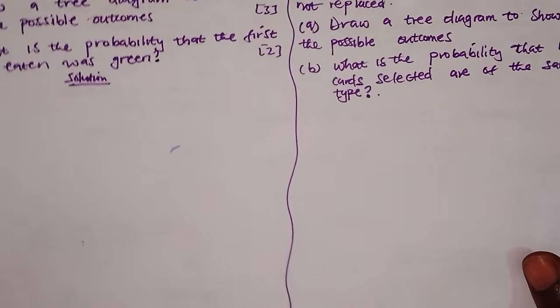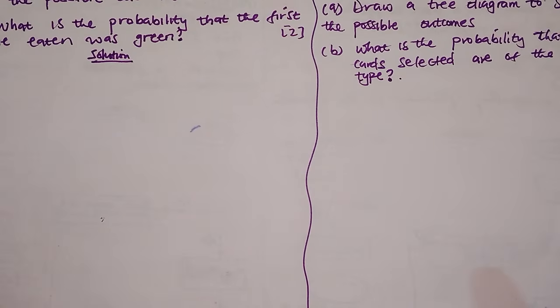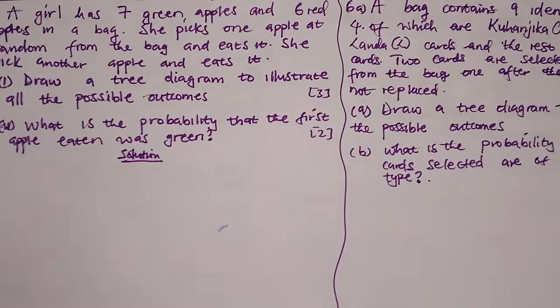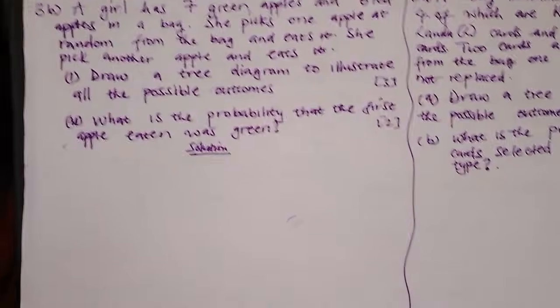Probability is one of the simplest questions, because the first question you have to draw the tree diagram, which is 3 marks. Then you find the probability. That's how simple it is. So maths paper 2, you can get everything. Yeah. So let's start with our first question.